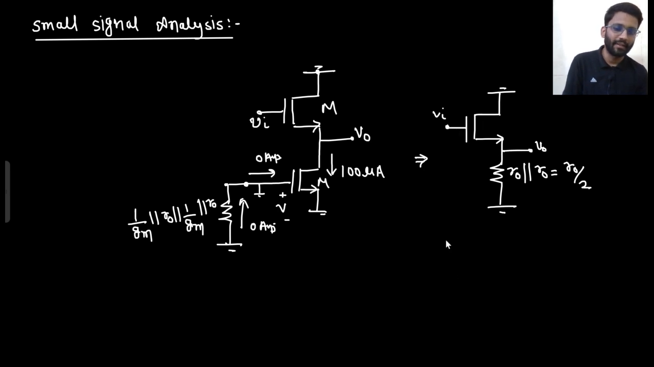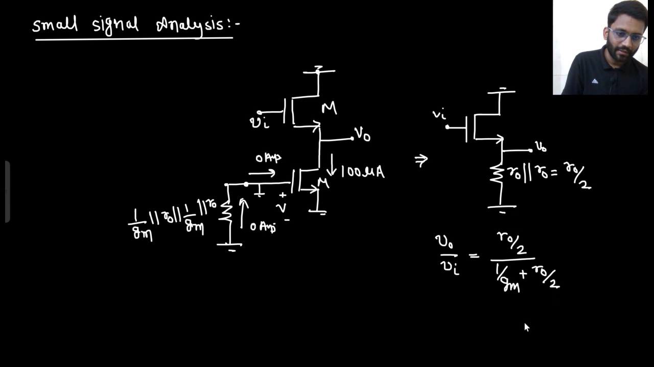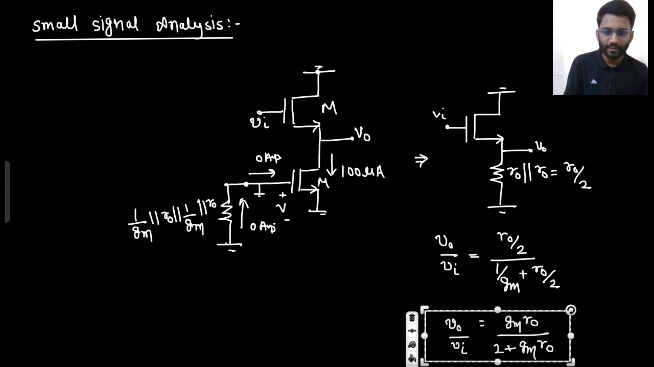So what will be the gain? V0 by Vin. That would be R0 by 2 upon 1 by Gm plus R0 by 2. So what we will get? Gm R0 upon 2 plus Gm R0, V0 by Vin. This is the final answer.